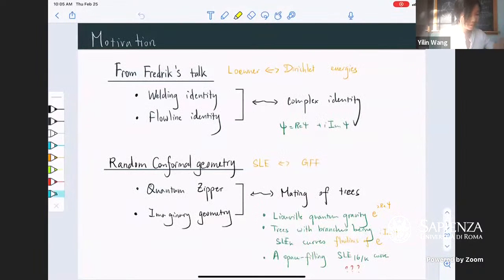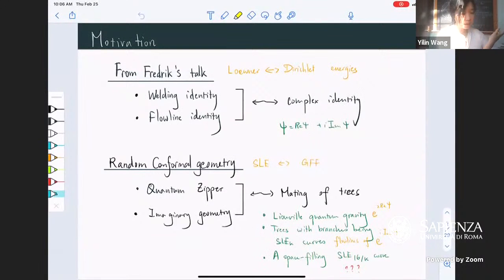Just a repeat from Frederick's talk about the motivation, how this story got started. In the previous joint work with Frederick, we found there are welding identities and flow line identities between Loewner energy, which is defined for a Jordan curve, and the Dirichlet energy for functions which live on the complex plane. There's some nice interplay. They're inspired by results from random conformal geometry, although the proof doesn't go through random conformal geometry, but there are very close analogs between them.